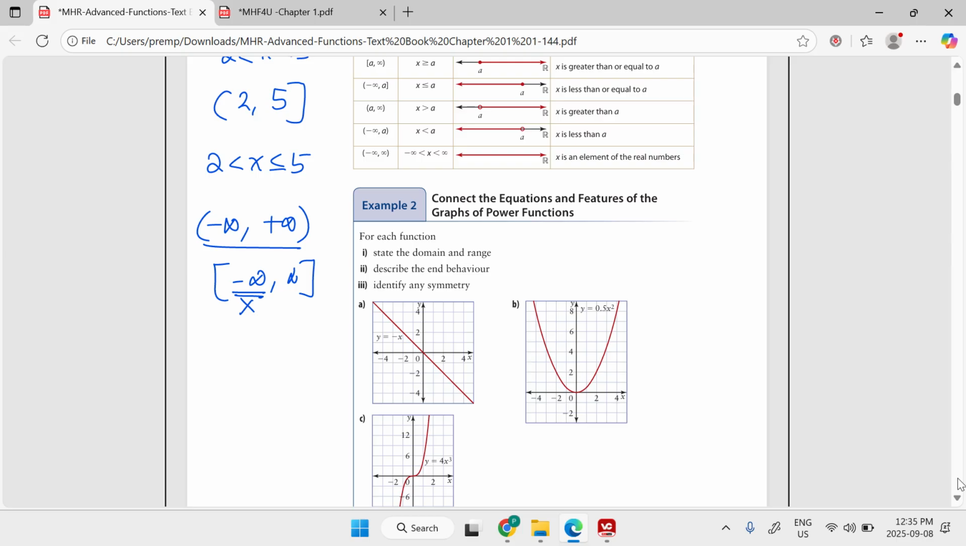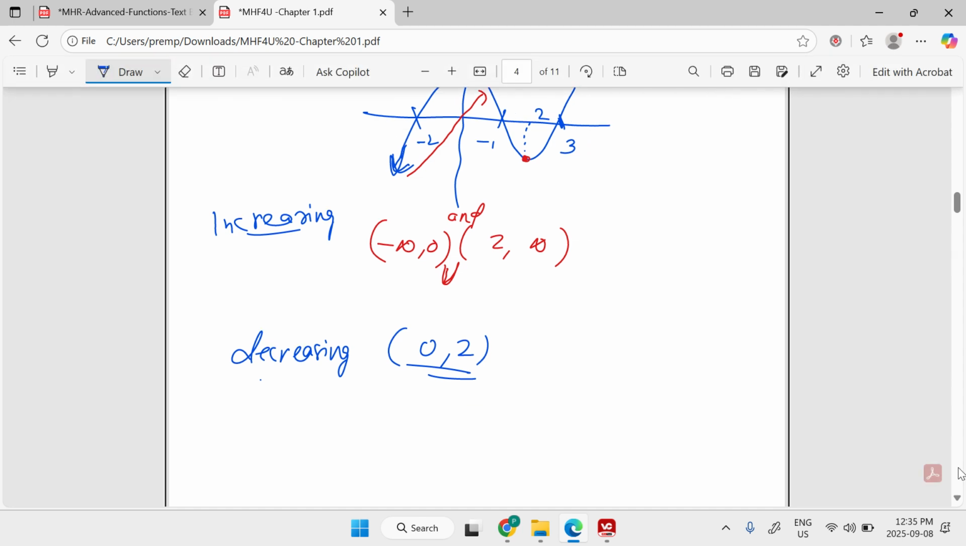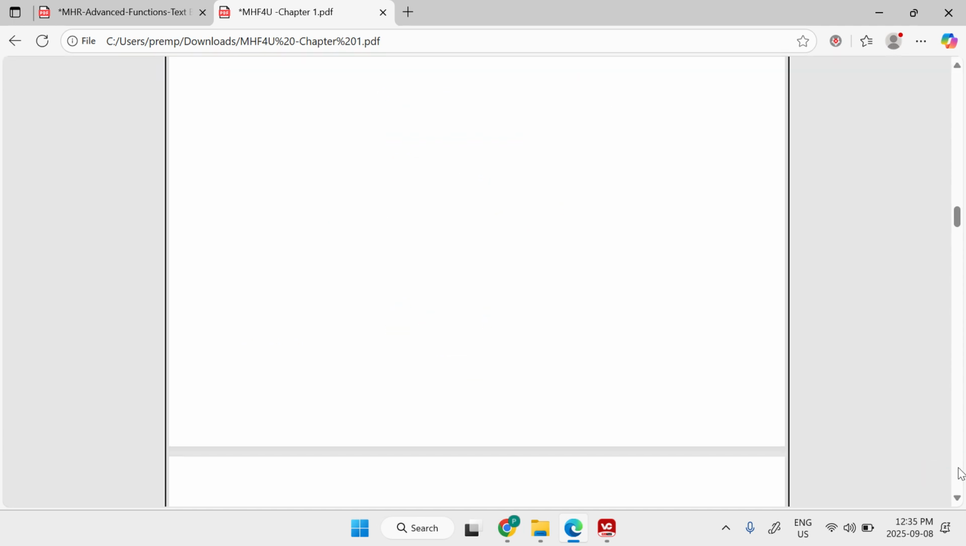So here we have some questions related to the domain and range, and I'm sure you know how to do them. And second is the end behavior. Again, we have done it, and there is also one more term that is called identify any symmetry. So let us talk about that term also. So how do we figure out if there is any symmetry or not?